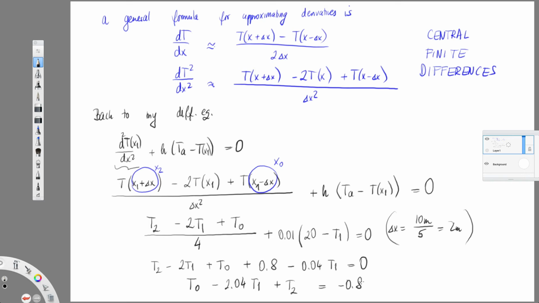So I got one equation that expresses something that is true about 3 of my temperatures T. In this particular case, I'm only looking for 2 of those, right? T1 and T2. T0 is already given as a boundary condition. But so far, this is true.